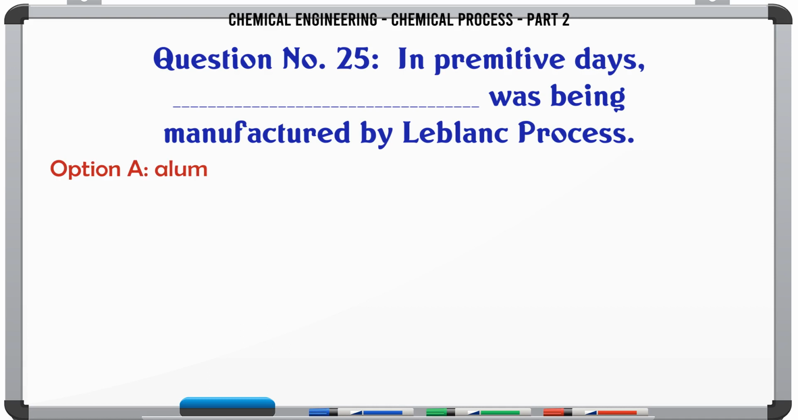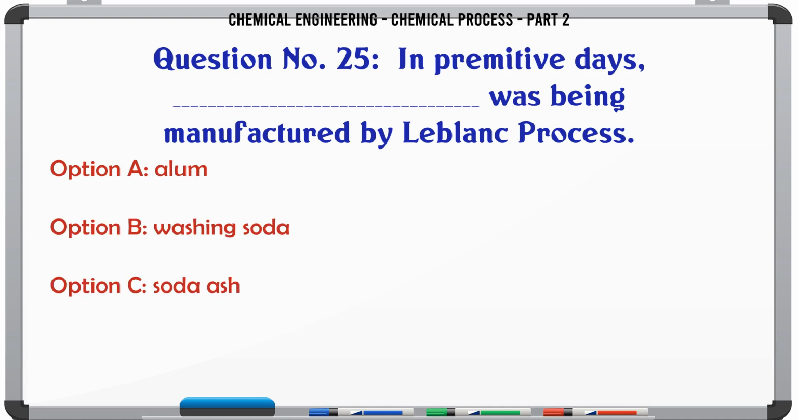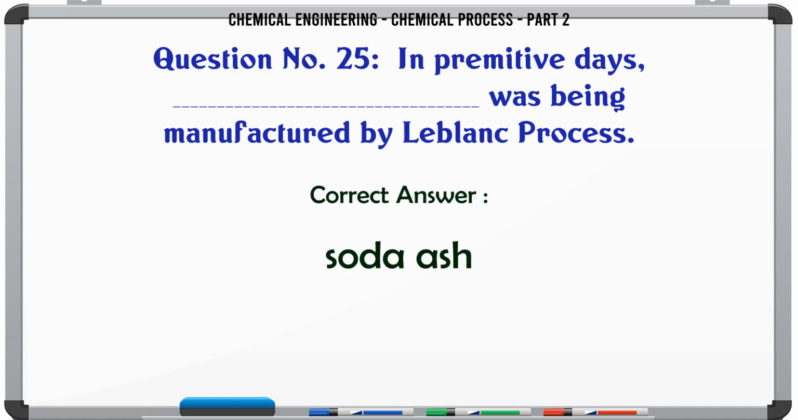In primitive days was being manufactured by Leblanc process. A. Alum, B. Washing soda, C. Soda ash, D. Calcium carbide. The correct answer is soda ash.